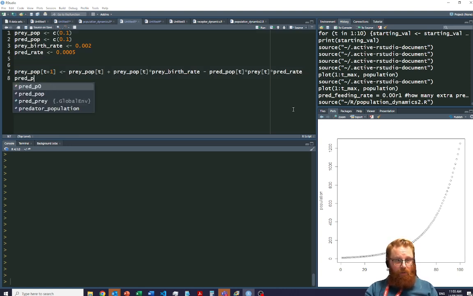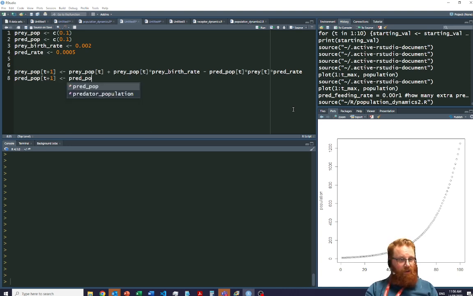Okay, so now how is the pred_pop going to change? Well, I think we're going to start with the same thing we've done with everything else, right? Next year, we're just going to have the same population we had. But what is going to happen to them? Well, they are not going to grow by themselves, right? If they are isolated and left alone, they will die off because they need the prey to eat, right? So we're just considering one aspect of it, right? So we're going to say they have a death rate.